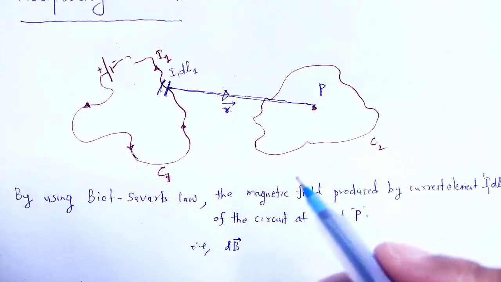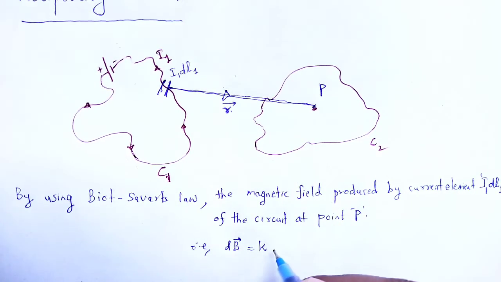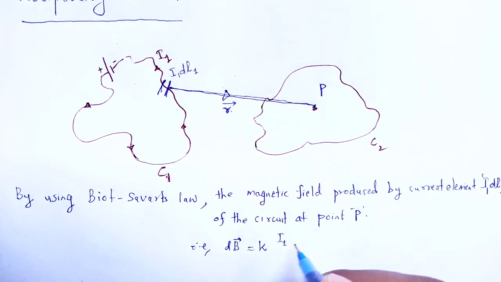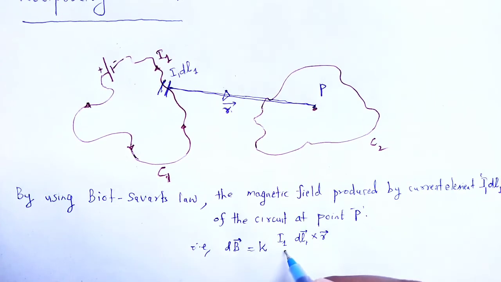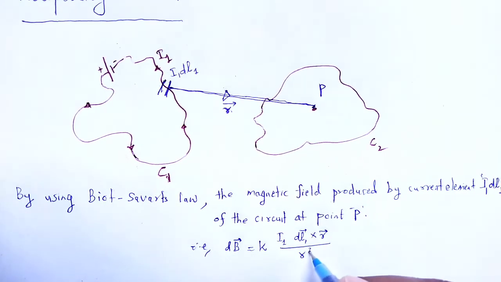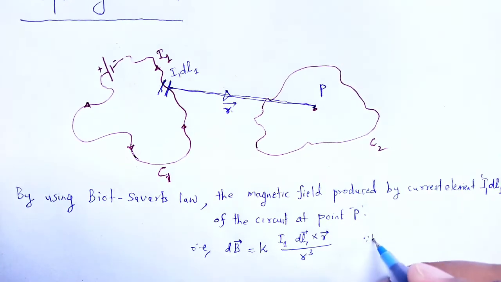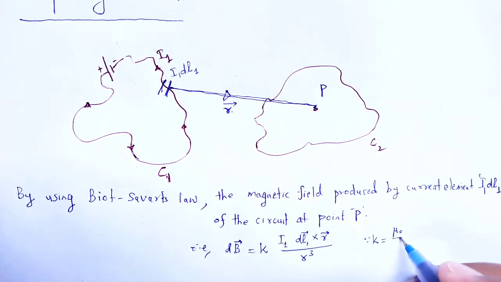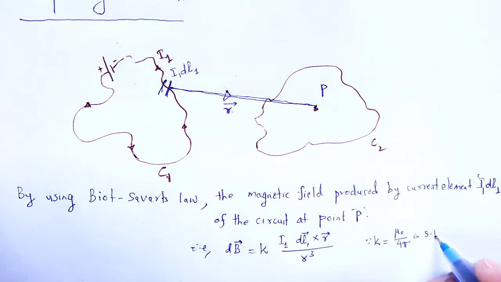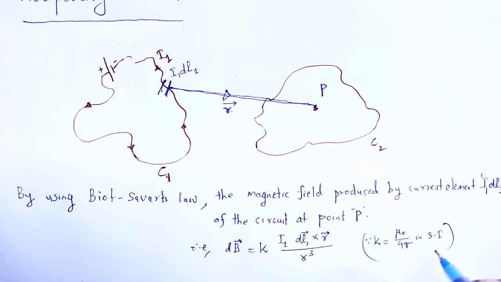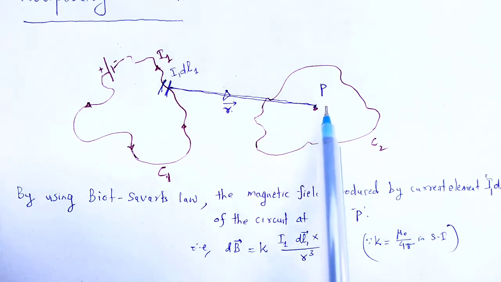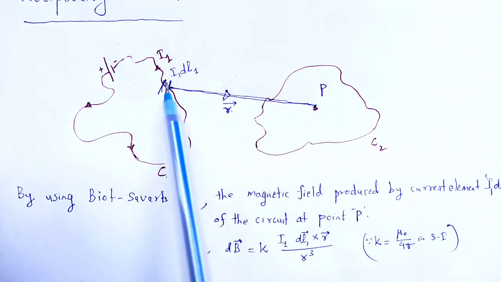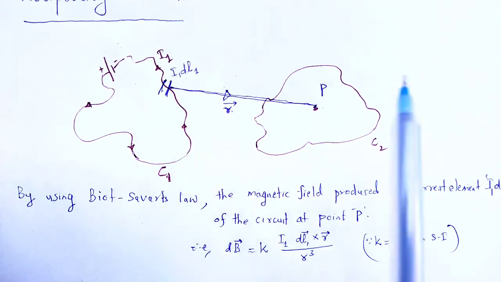dB due to this small current element is K I1 dL1 cross R vector divided by R cubed. Here K is equal to mu naught by 4 pi in the SI system of international unit. This is the magnetic field intensity at point P due to the current element of circuit C1.